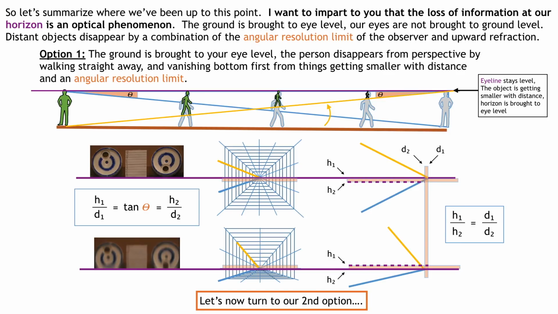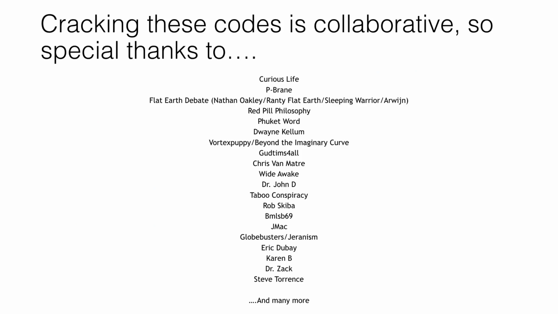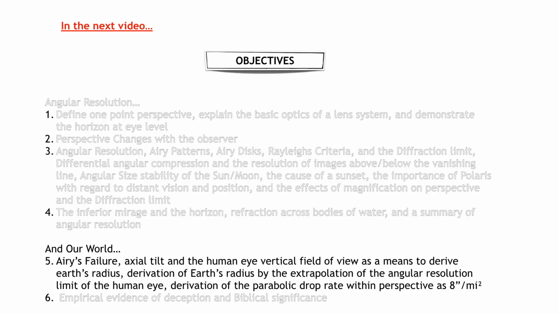That essentially concludes our first four parts here concerning angular resolution and likely how we truly see the world. We will now turn to our second option to see how this was manipulated to calculate the radius of Earth. Again, cracking these codes is collaborative. Special thanks to everyone involved and all the hard work that they're doing.